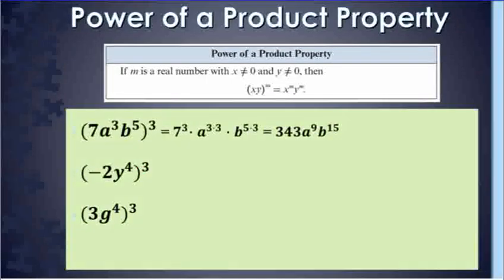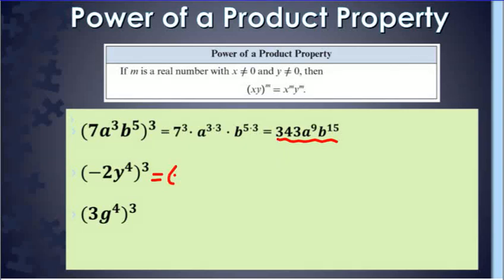Other examples here. Here we have the power of a product property, so we have to raise every factor to that power. So in the first one, they have 7a cubed, b to the 5th, all that is to the third power. So I raise everything to the third power. So 7 cubed, a cubed to the third power, b to the 5th to the third power, and then write our answer here.